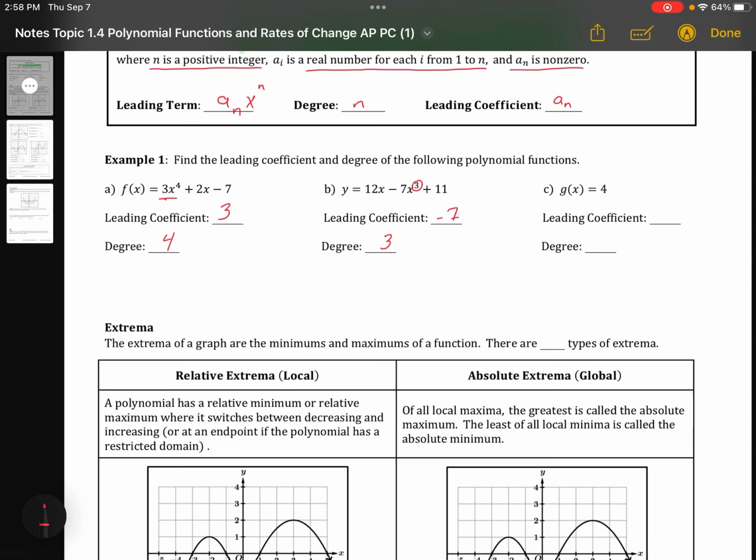So really, we would want to rewrite this as negative 7x cubed plus 12x plus 11. That would be in descending order of powers, because we start high and go low.